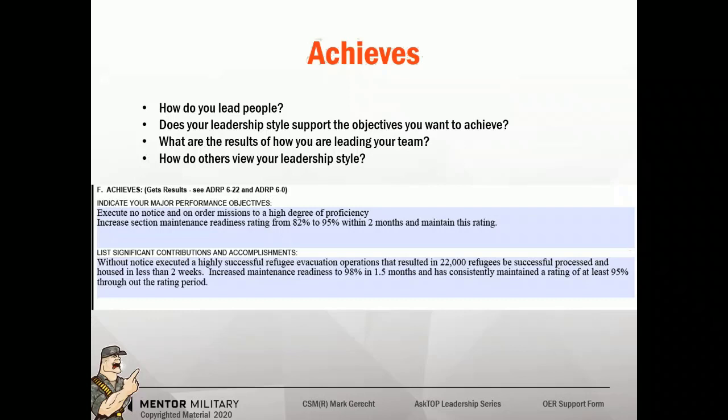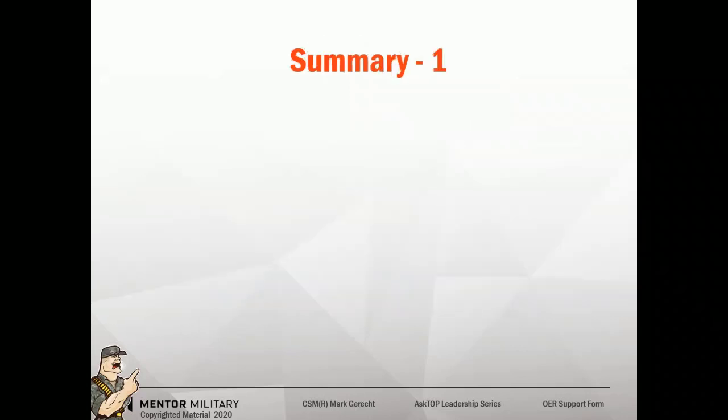Now the questions I'm providing are just open-ended questions for you to think about, but by no means are they the only questions you should be thinking about. Come up with your own questions. Sit down and think through the process. Look at what the rater and senior rater are saying on their support forms. How do you turn that into something that's specific to you, that then in turn your subordinates can use to develop their support forms?